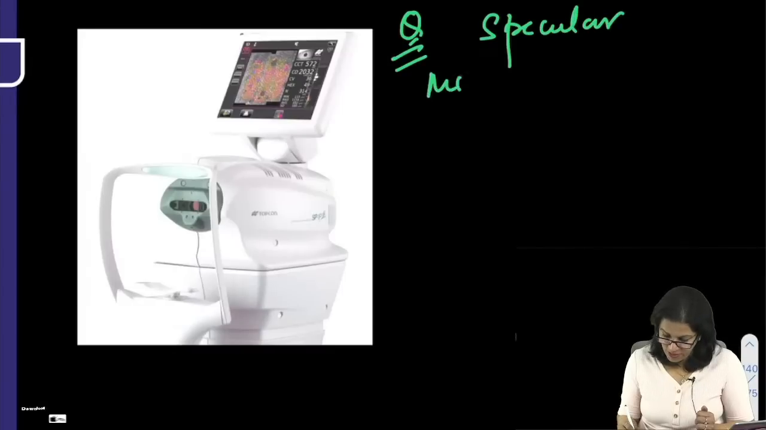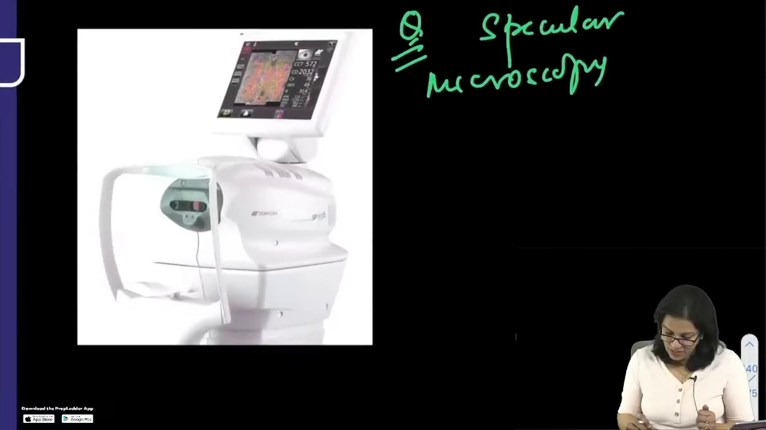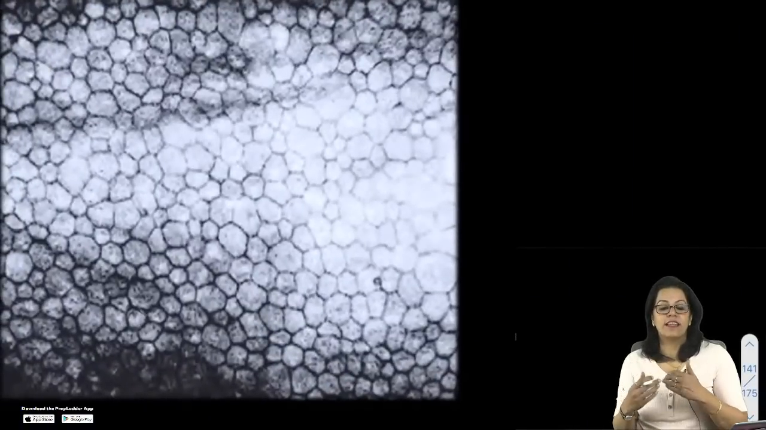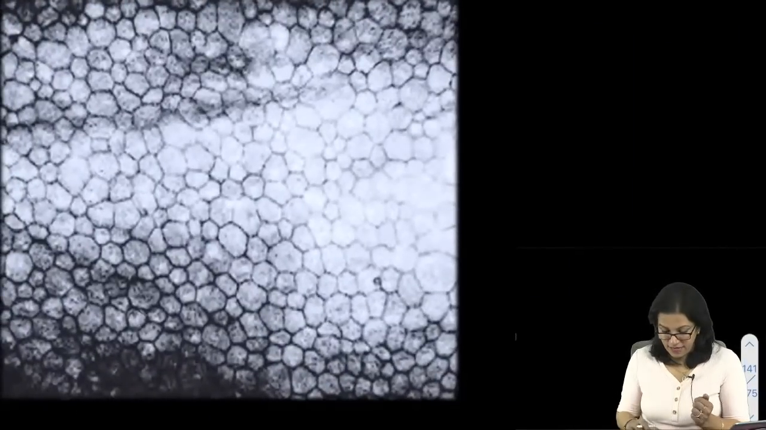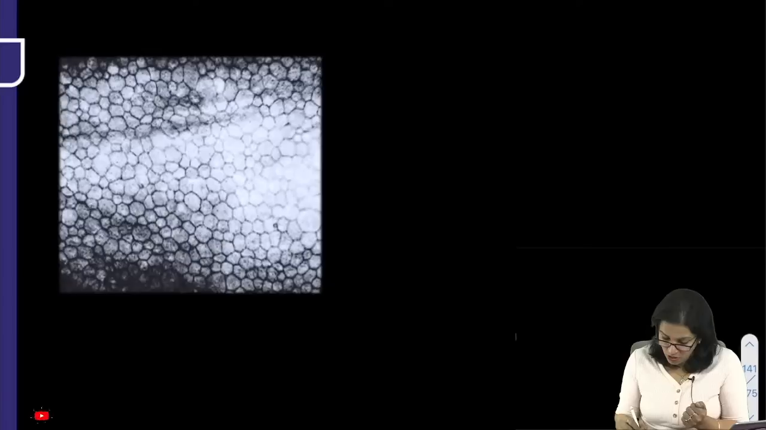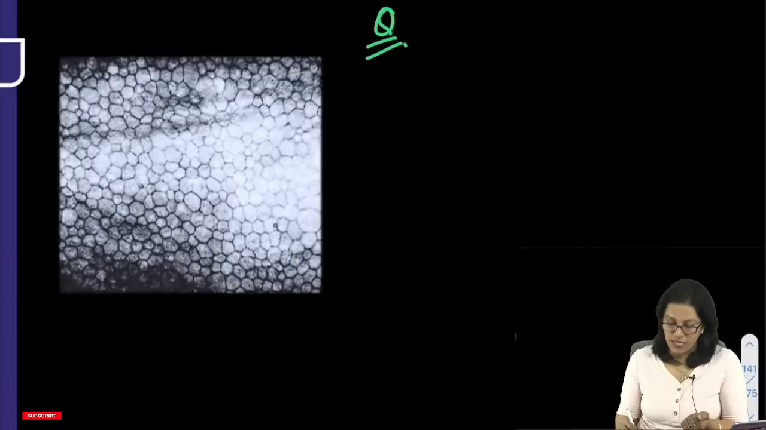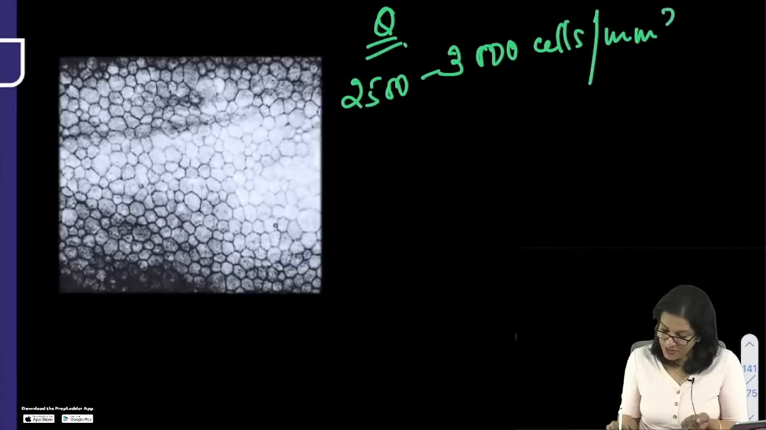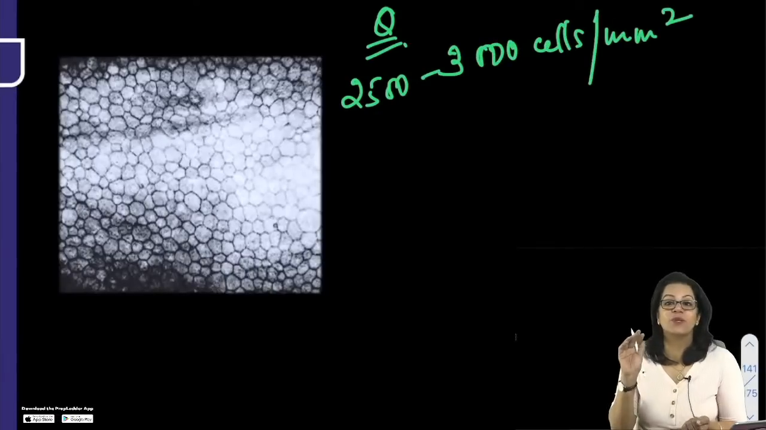We all know specular microscopy is a method to examine the endothelial cells. It's a method where we can see how many cells there are, the number of cells, and how many have polymegathism and pleomorphism. So all of you, what is the normal number of endothelial cells? We learn anything from 2500 to 3000 cells per millimeter. Please remember it's not cube, it's square, per millimeter square.